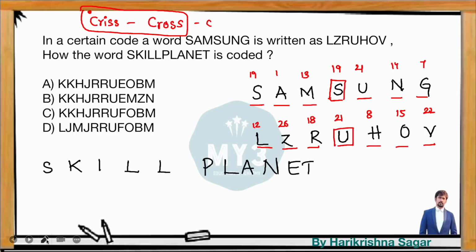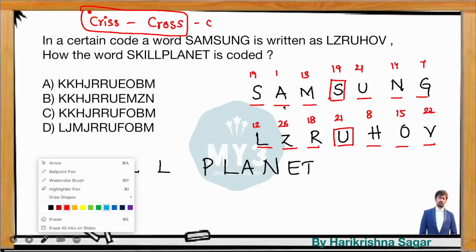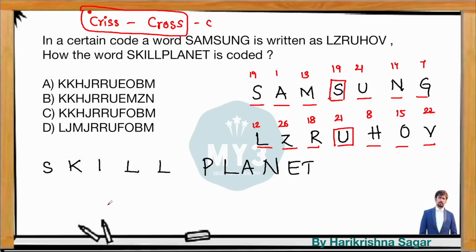If you observe this carefully, we can say that this S is connected crisscross with this. So S is R, a decrease of 1. And A is Z, a decrease of 1. M is L, a decrease of 1. So these three letters are decreased by 1. Similarly, here U is V, an increase of 1. N is O, G is H. So all these letters are increased by 1.